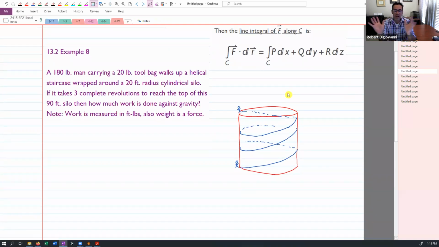All right, so first things first. Let's see if we can figure out the path. Okay, this person is moving along a path, right? That path is this curve C. There's some things I didn't label here. This silo has a radius of 20 feet, is that right? 20 feet, it says radius. And the silo is 90 feet tall.